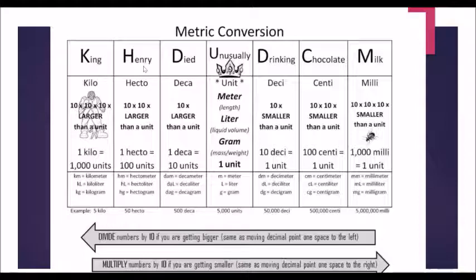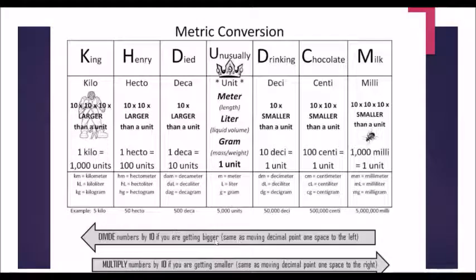So this does say King Henry died unusually, because this is the units place, and the units could be meter, and then it would be called a kilometer. It could be liter, and then it would be called a hectoliter. Or it could be a gram, and it could be called a decagram. Length, liquid amount, and weight.